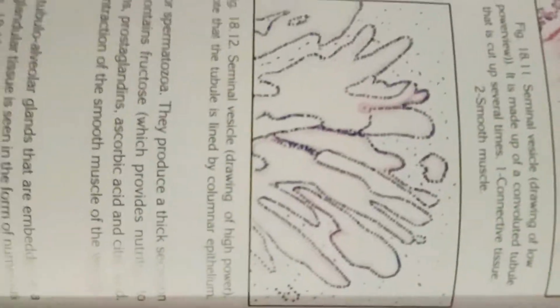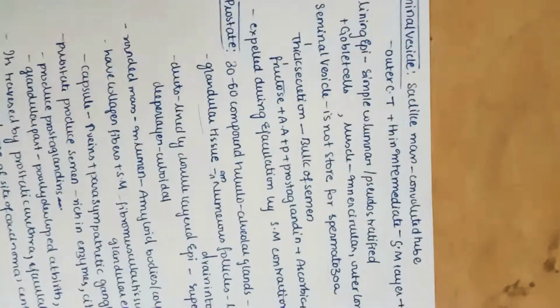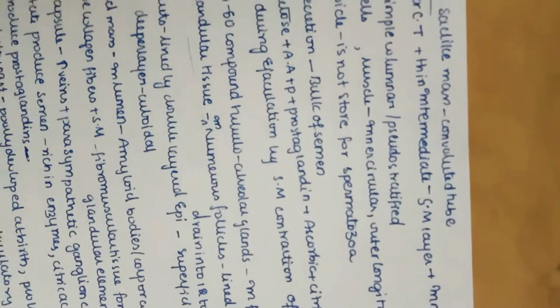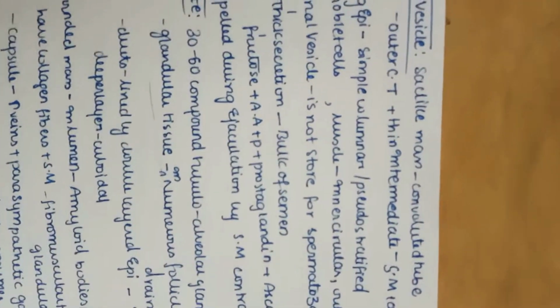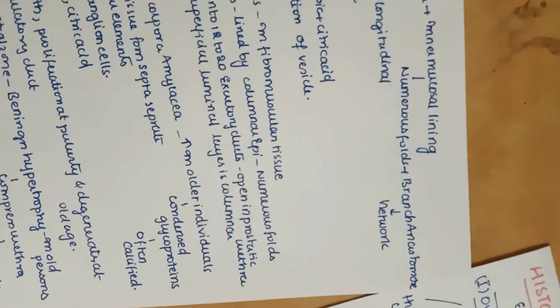You can see the high power view of the seminal vesicle. Note the tubule is lined by columnar cells. You can see how prominent the columnar cells are over here. So let us check out its details. The seminal vesicle is a sac-like mass, a convoluted tubule, with outer connective tissue along with an intermediate thin smooth muscle layer and also an inner muscular lining, with numerous folds and branches that anastomose to form a network.